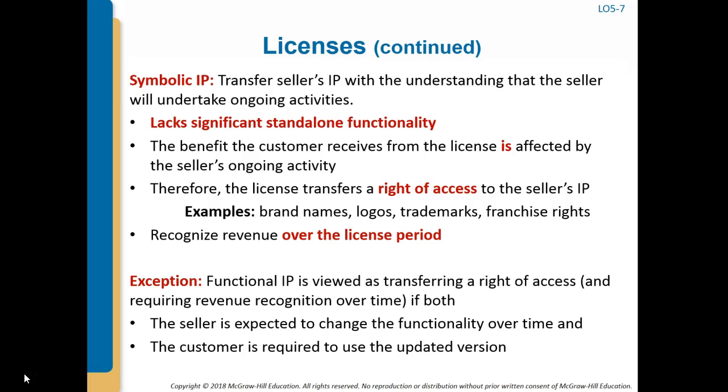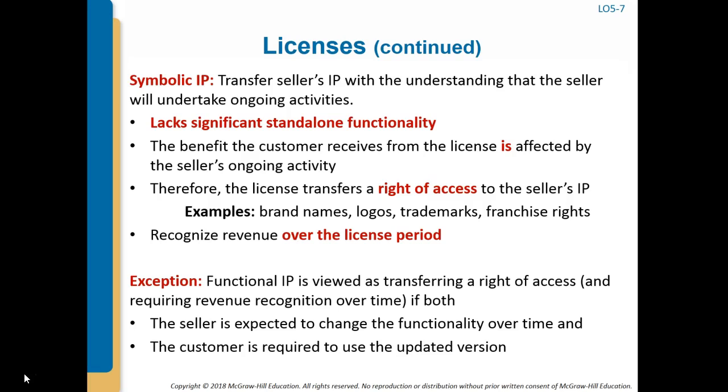Sometimes functional intellectual property also requires revenue recognition over time. This happens when the seller is expected to change the functionality over the license period and the customer is required to use the updated version. That's the case with some software products like virus protection. In that case, we view the license as transferring a right of access, so revenue must be recognized over the license period.